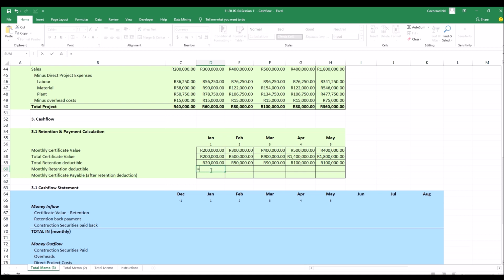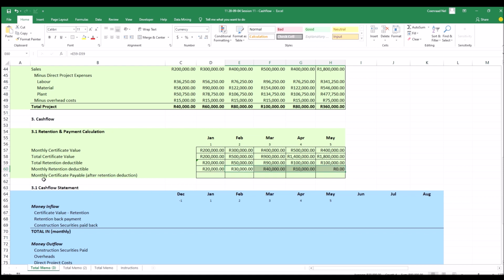The way I do this, the first month is my total retention. The second month is going to be the second month minus my first month, because I want to know on that month what it is. And I can drag that up to the rest. You can see it makes sense now, because in my last month I'm not going to have a retention because I'm already on my maximum.